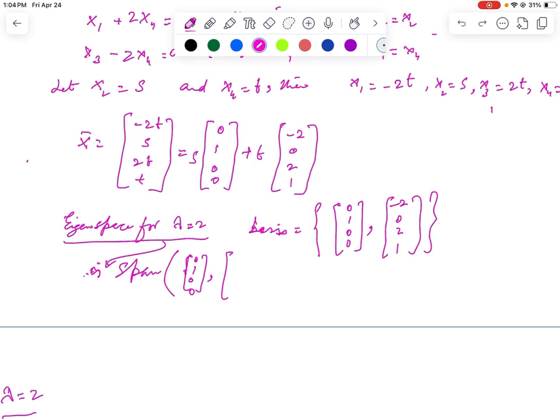Okay, so I did this example for you guys. Now I want you to try to find the eigenspace for lambda equal to 2. This was for lambda equal to 1, sorry. So this was lambda equal to 1, and now we have to do it for lambda equal to 2. I will let you guys try and then come back and see the next video.